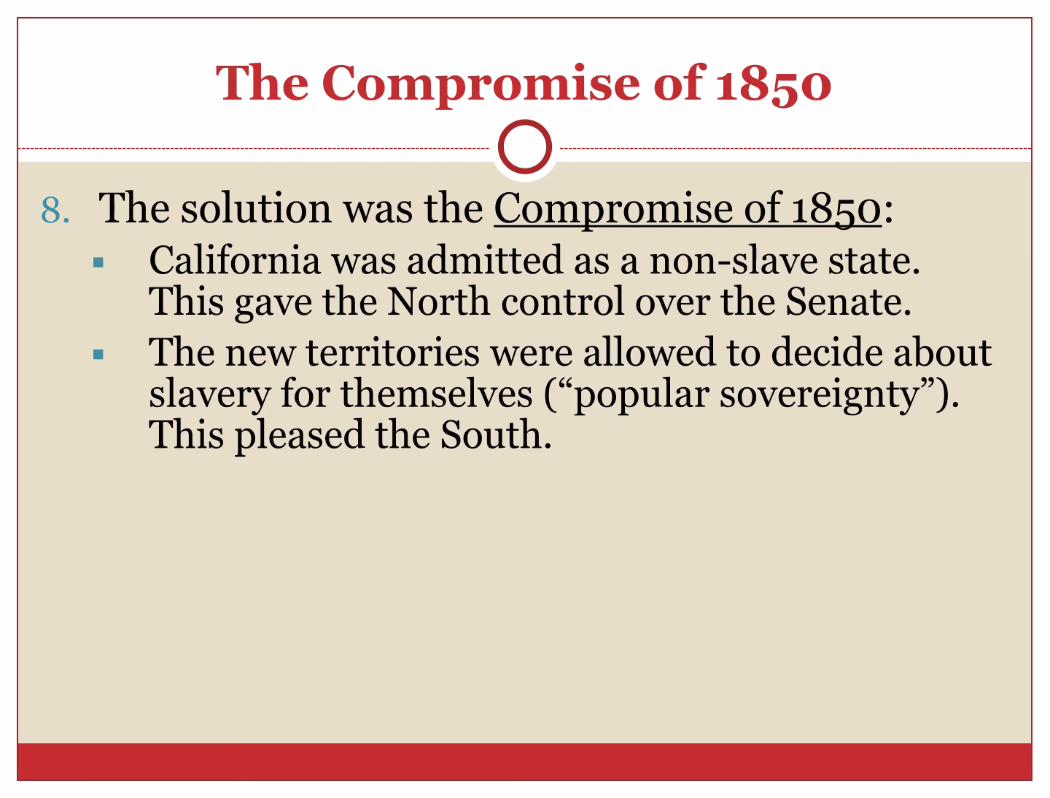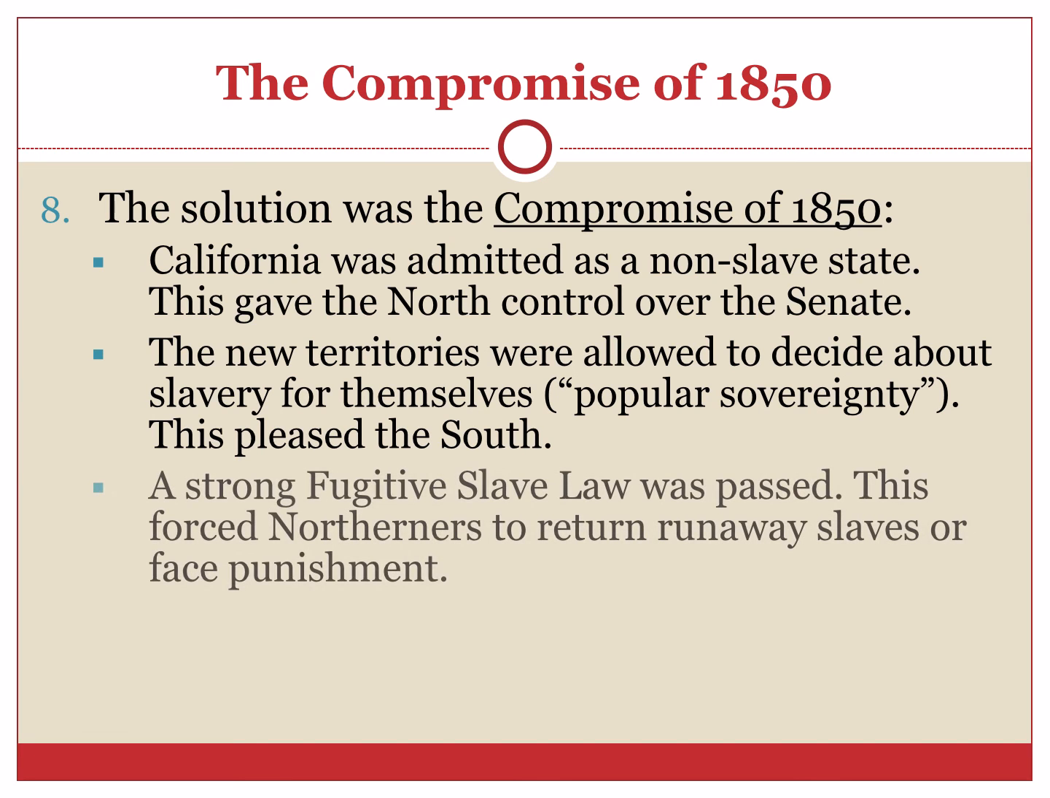In return, the South got popular sovereignty. What that means is that the new territories that were added to the United States were going to be allowed to vote for themselves whether or not to allow slavery. And the South liked that. That gave them a chance to expand slavery into those new territories. Another thing that the South really liked was a strong fugitive slave law. And this new fugitive slave law actually forced Northerners to return runaway slaves, or they could face punishment.